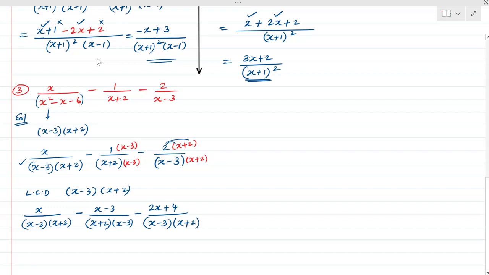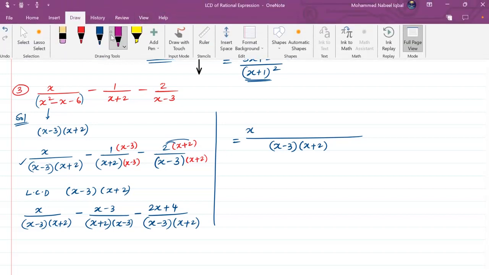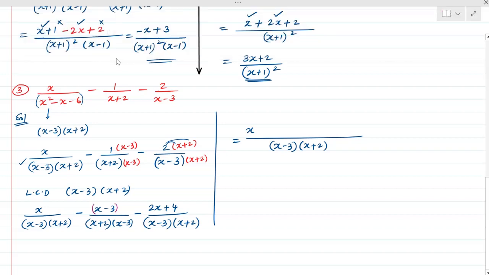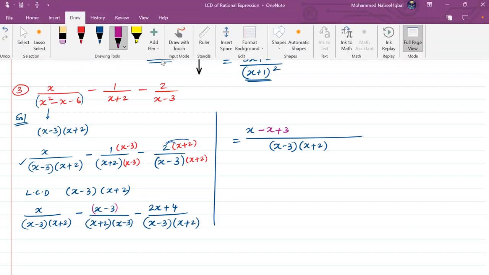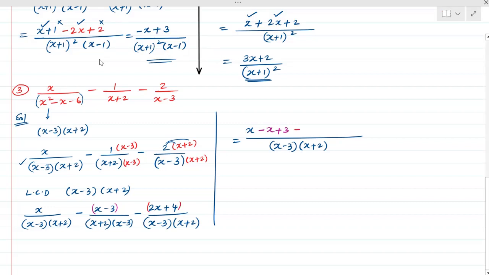So now if you see this one, there is the same denominator. How will you solve? This is the same thing. So I will take one time in the denominator x minus 3, x plus 2. Now the first term is x. What about the second term? I have to multiply the minus. So you will get minus x plus 3. The next one I have to multiply with the minus. So you will get minus 2x minus 4. Now after that, simplify.